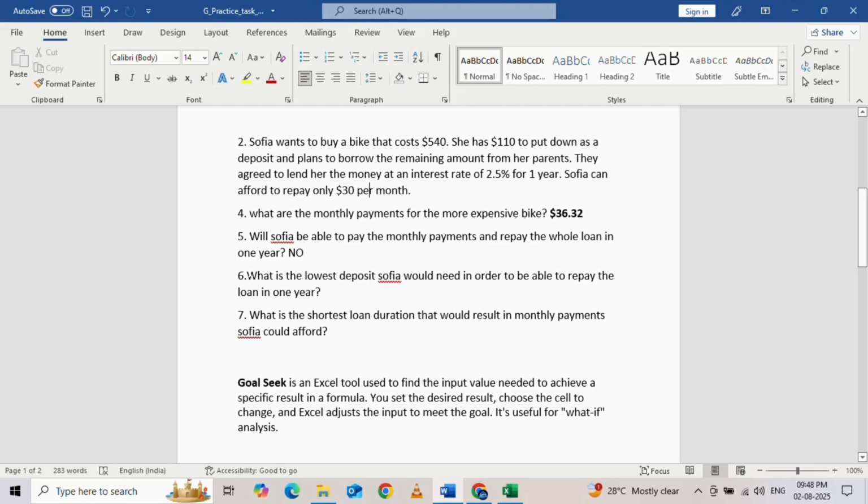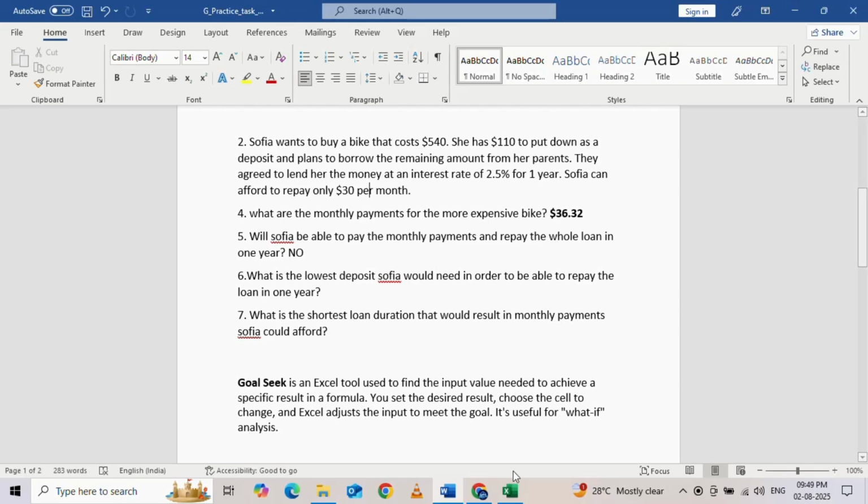Let us move to the next question, that is the sixth question. What is the lowest deposit Sophia would need in order to be able to repay the loan in 1 year? Here they have given one fixed thing, that she could afford only $30 per month. We could not change this one. And they are asking, with respect to that $30 EMI, what is the lowest deposit she could offer for the down payment.